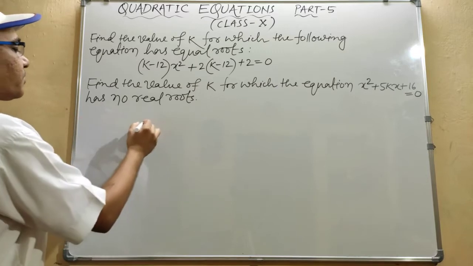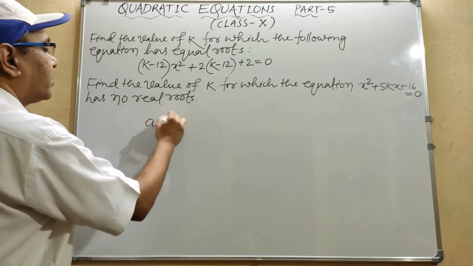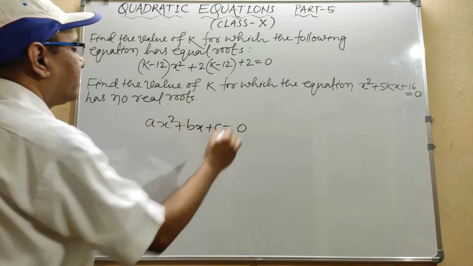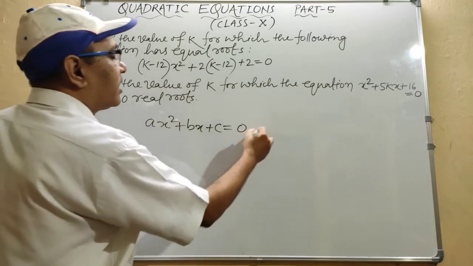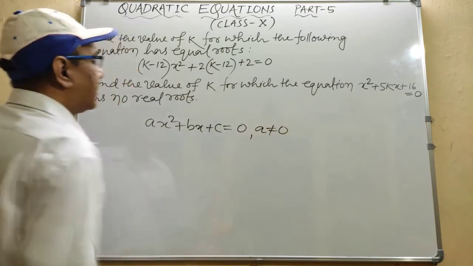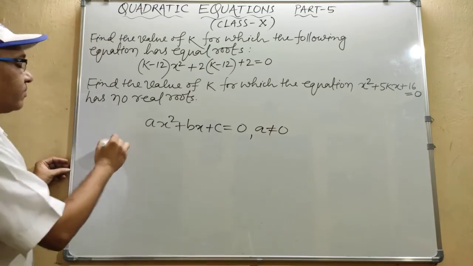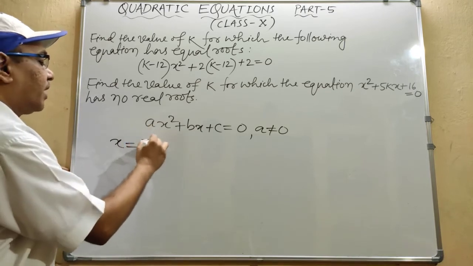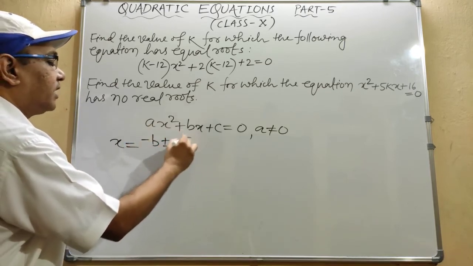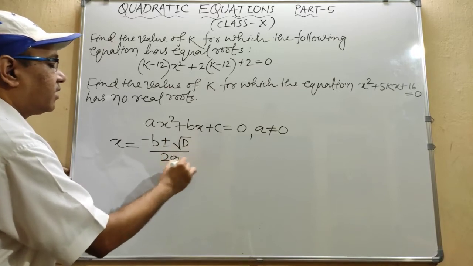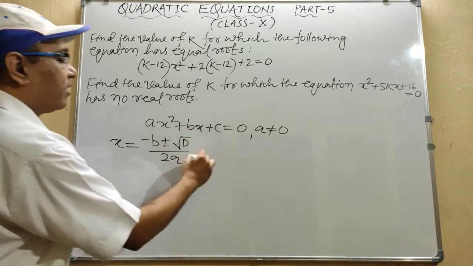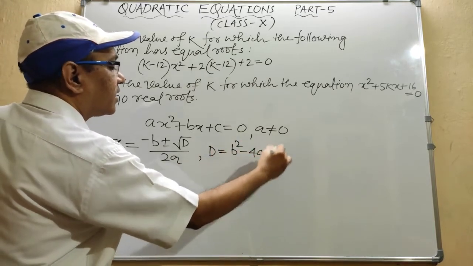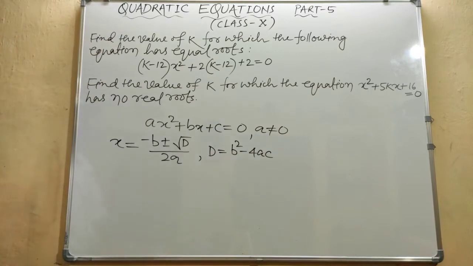Nature of roots. For a quadratic equation ax square plus bx plus c, where a, b, c are constants and a not equal to 0. ये तो आप जानते हैं कंडीशन. Its roots, meaning values of x which satisfy the equation, are minus b plus minus root d by 2a. These are the two roots of this quadratic equation, where d is b square minus 4ac. This is written as d.